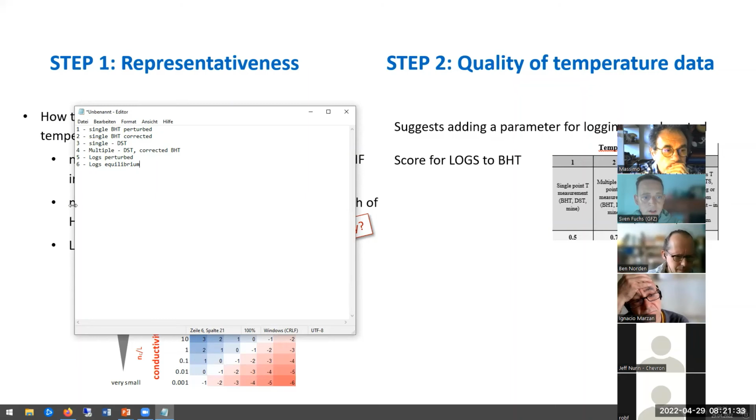I think that there's no reason why we can't cross over some of these categories. But I wasn't thinking of the 3 single BHTs. A well-corrected BHT is equivalent to your DST probably in terms of a single measurement. So I'd combine those 2. I don't have a lot of experience dealing with the DST data.